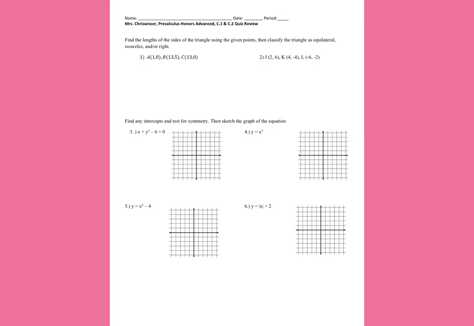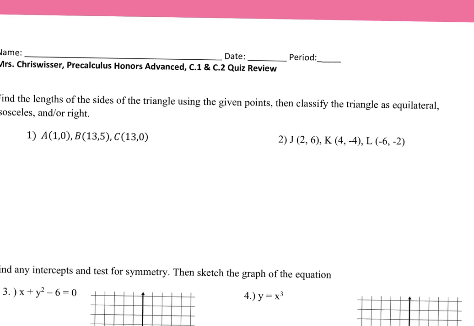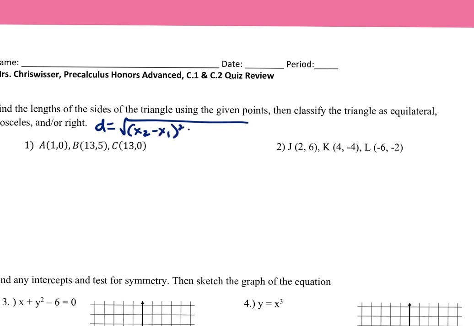The quiz review is on Canvas. It goes through the beginning. Obviously, the top one is classifying your triangle, if it's equilateral, isosceles, and/or right, or it could be none of those. So for these, you need the distance formula. The distance is the square root of x2 minus x1 squared plus y2 minus y1 squared.